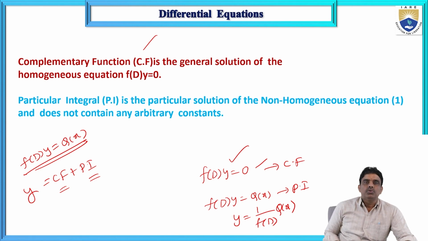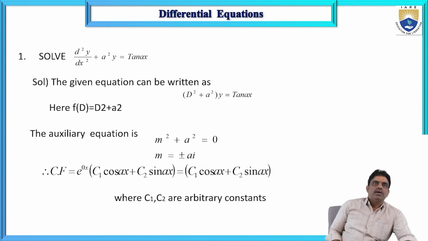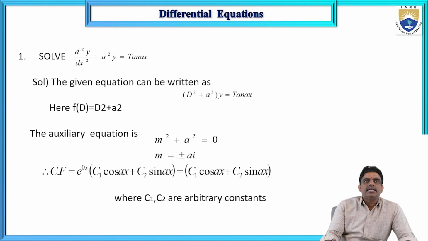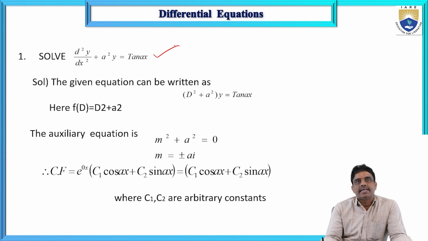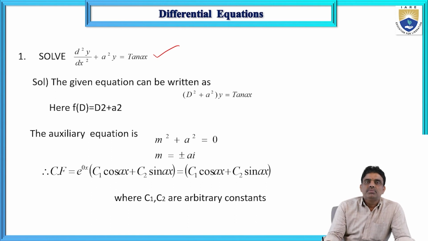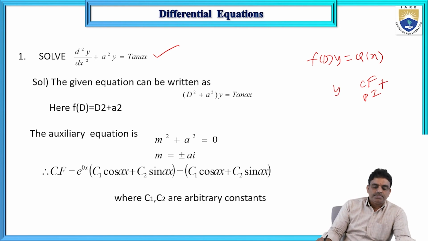Now I would like to do more problems to get more clarity on this. In the first case, d²y/dx² + a²y = tan ax. Clearly it is a linear differential equation with constant coefficients of second order, and on the right side there is a function Q(x), f(D)y = Q(x). To find the solution, we need to find the complementary function as well as the particular integral. The summation of these two is the required solution.